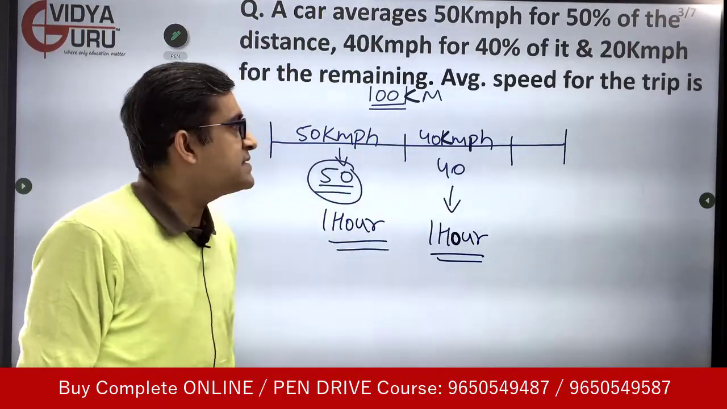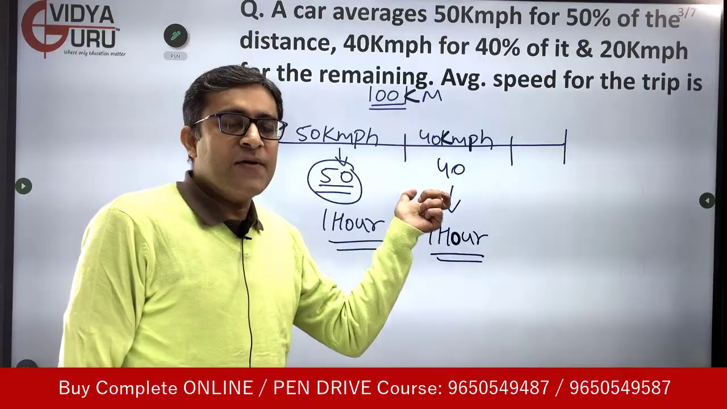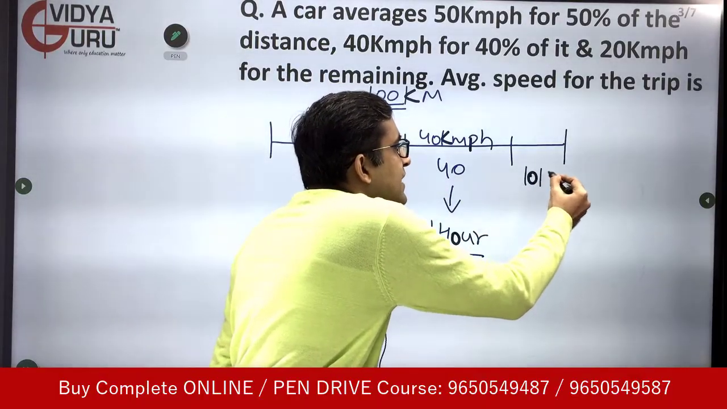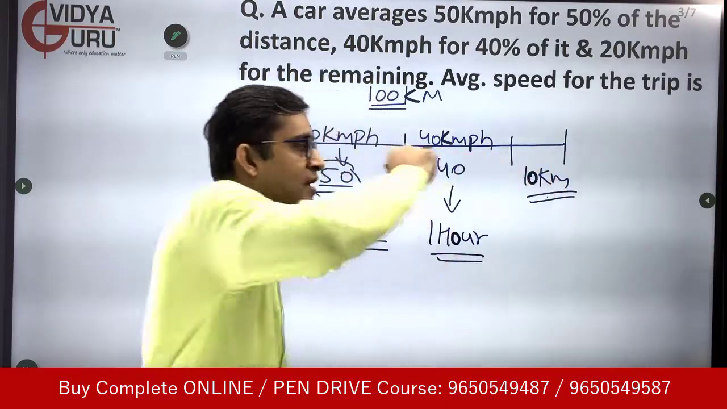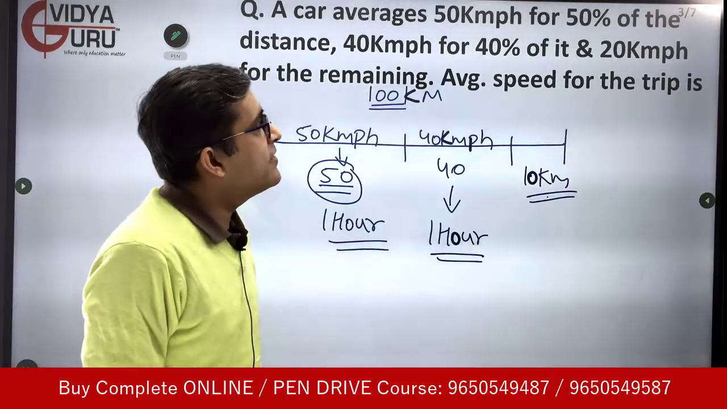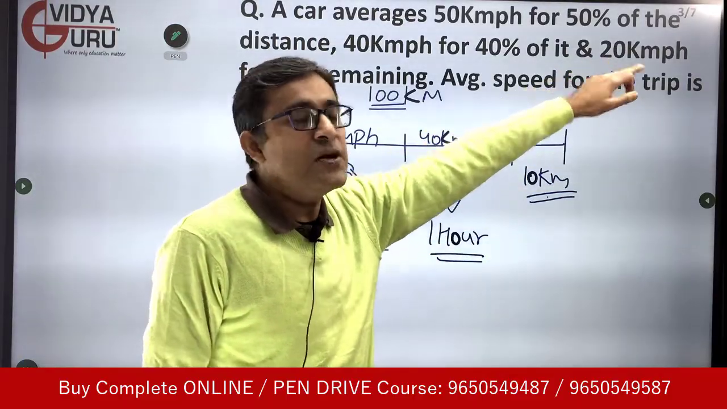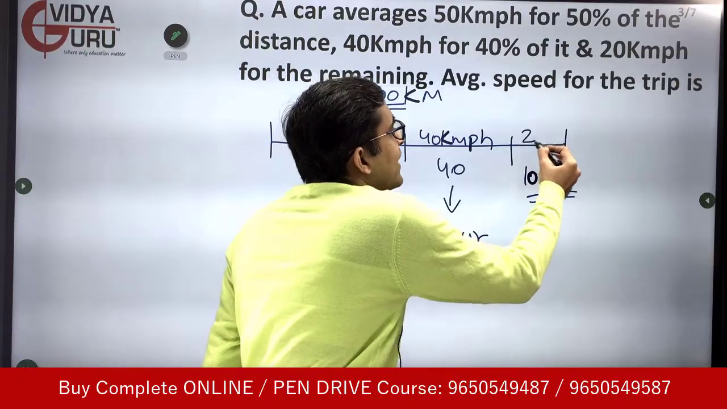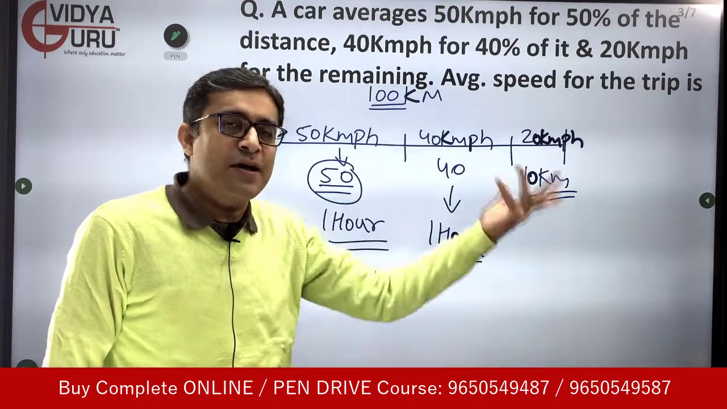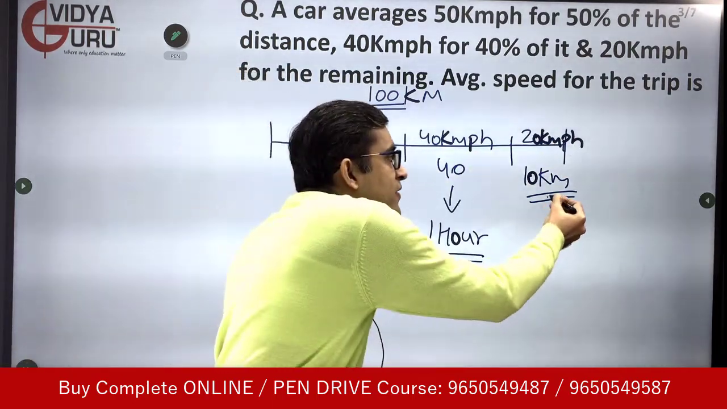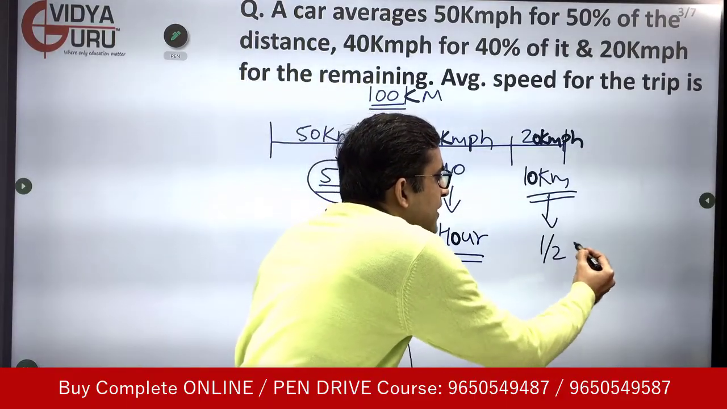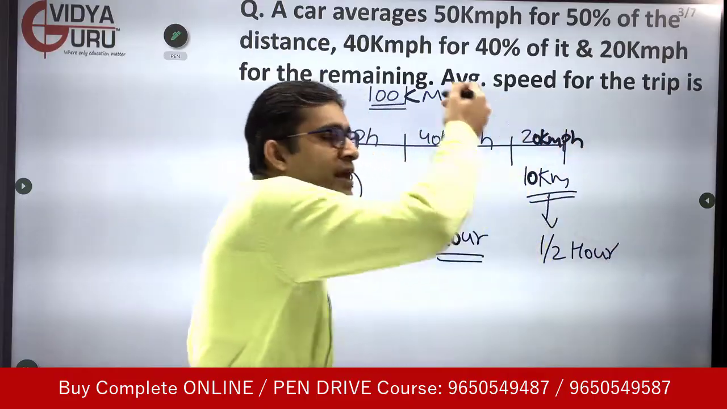Now, what is the distance left? Students, we are left with 10%, that means we are left with these 10 kilometers. The last segment, the 10 kilometers which are left, is covered at a speed of 20 kilometers per hour. Very simple. In 1 hour you are covering 20 kilometers, so to cover 10 kilometers, you will take half an hour.